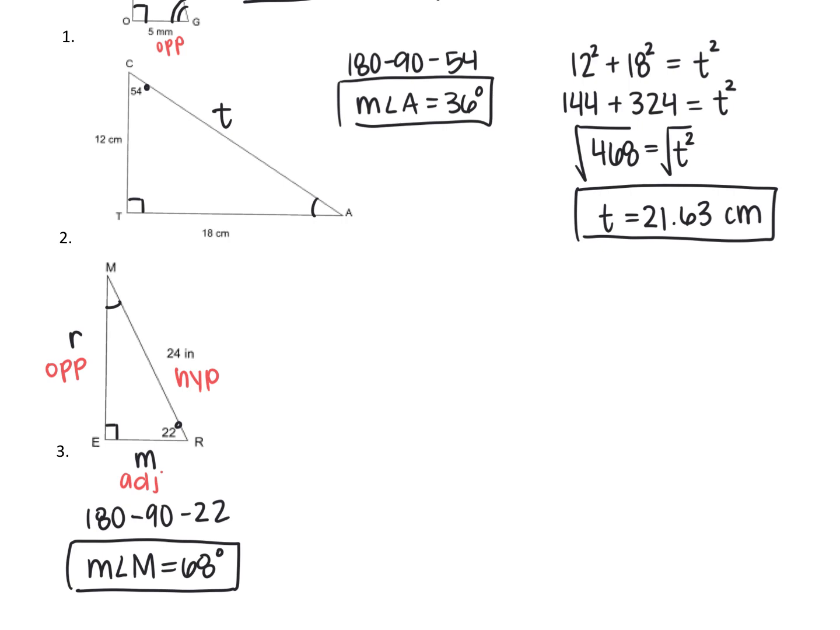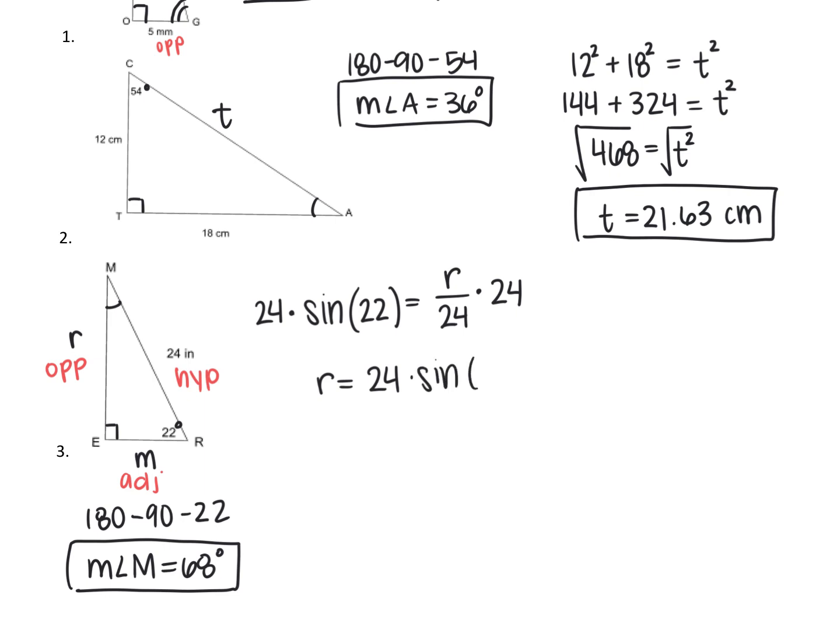So first I'm going to solve for side r. So it's my opposite side, and I want to use my hypotenuse. So opposite and hypotenuse is sine. So we know that sine of 22 has to equal my opposite side r over my hypotenuse 24. And so in order to solve for r, I'm just going to multiply both sides by 24. And r is 24 times the sine of 22. Now I'm going to use my calculator. So we get that r is 8.99, and in this case, inches.